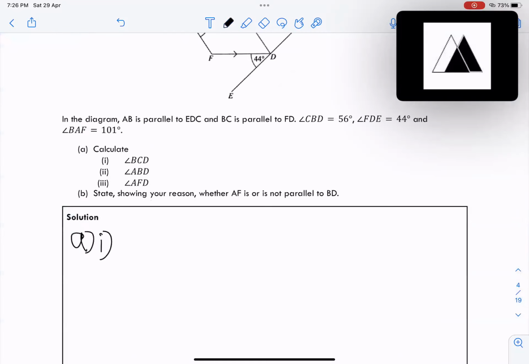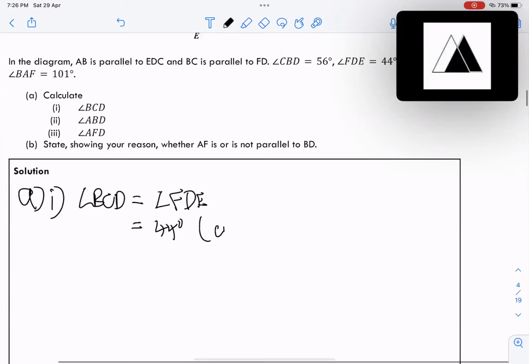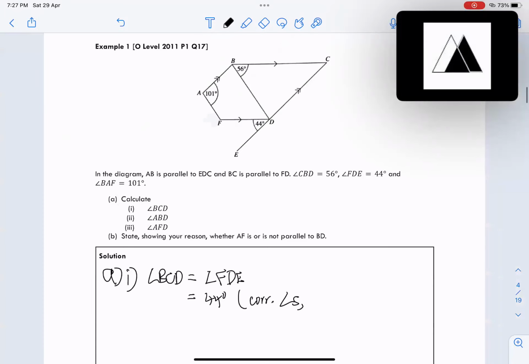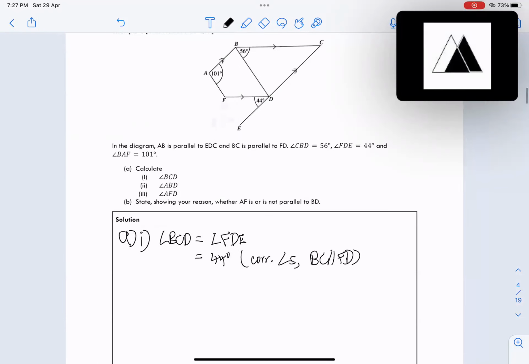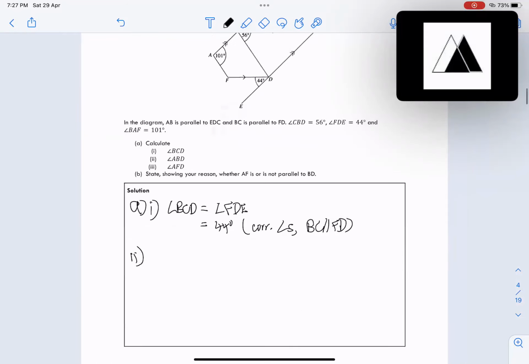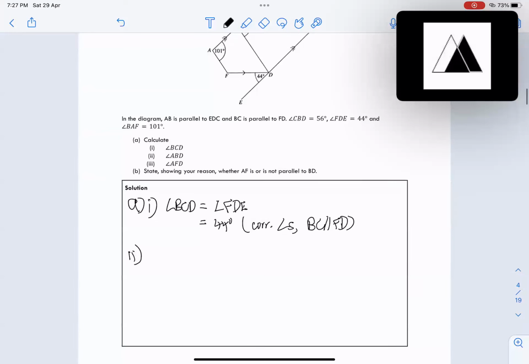So over here, angle BCD equals angle FBD equals 44 degrees. Then your reasoning has to add also corresponding angles. Then you have to add the parallel lines. ABC parallel to F. Okay. You all need me to slow down this here? Like raise your hand or something. Okay, then the second part, ABD.